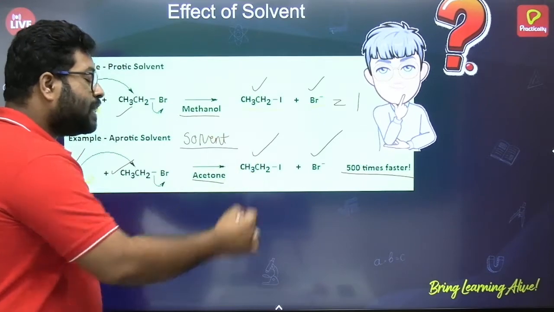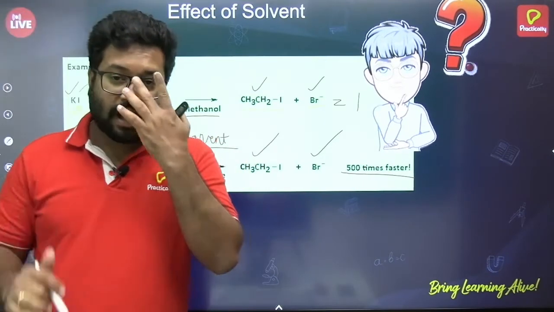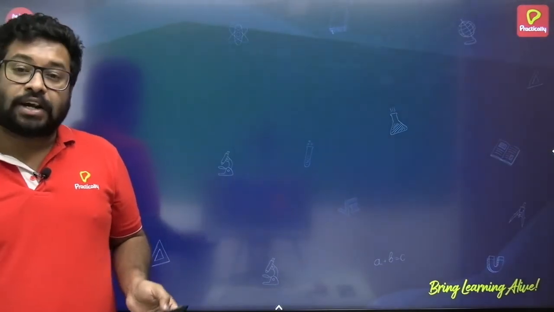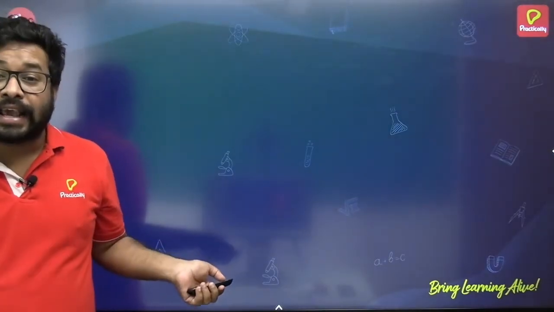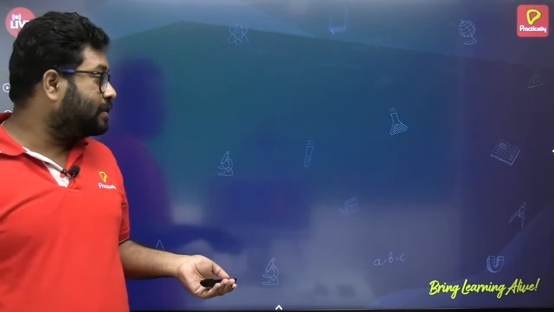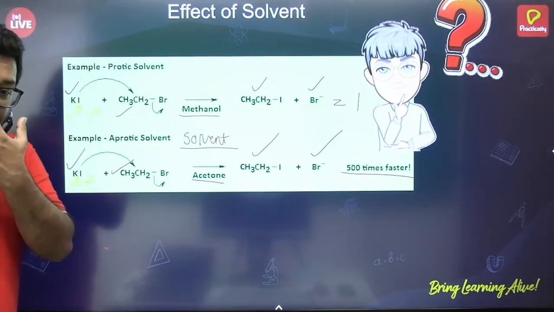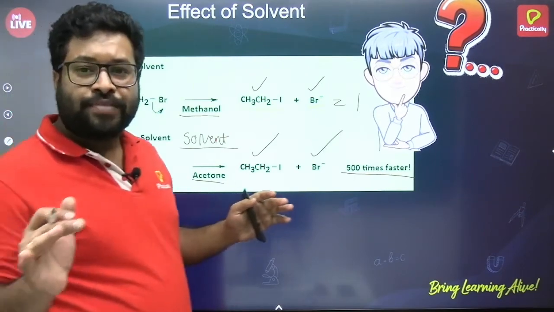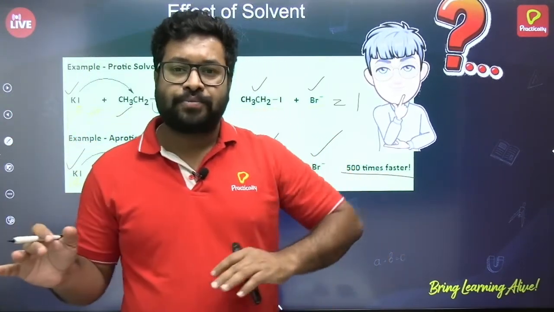So that means, does solvent affect the rate of reaction? Well, yes, it does affect the rate of reaction. We're going to see how. See, there are two types of solvent: protic solvent and aprotic solvent.